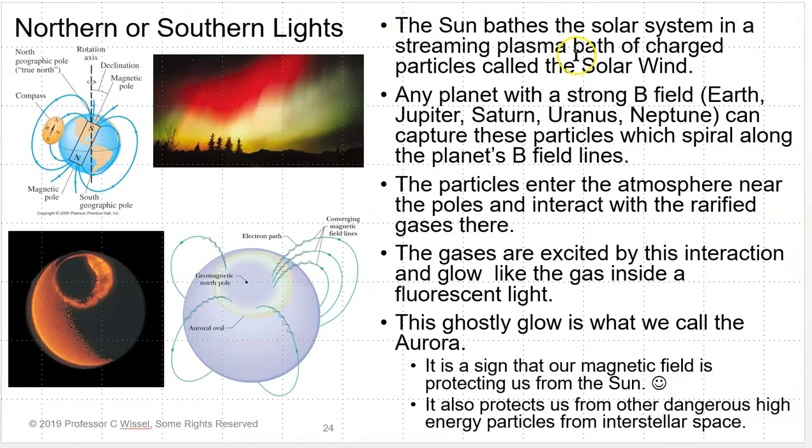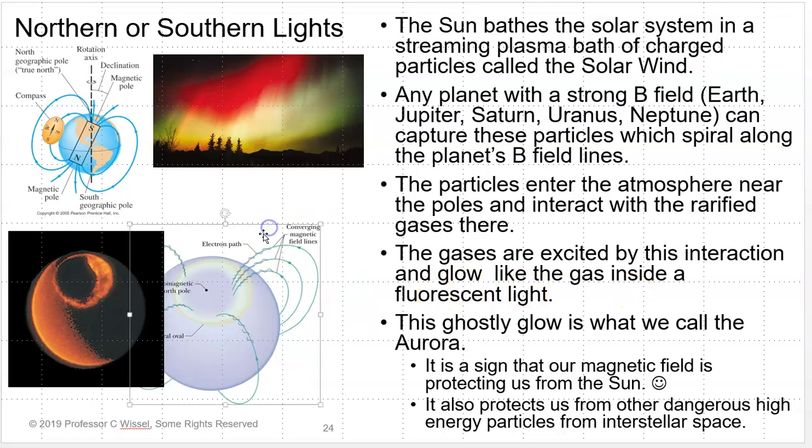Now the sun bathes the solar system in a streaming plasma bath of charged particles called the solar wind. Any planet with a strong magnetic field, that includes the Earth, Jupiter, Saturn, Uranus, and Neptune, can capture these particles which spiral along the magnetic field lines of the planet. The particles will enter the atmosphere near the magnetic poles and interact with the rarefied gases there. The gases are excited by this interaction and glow like the gas inside a fluorescent light.